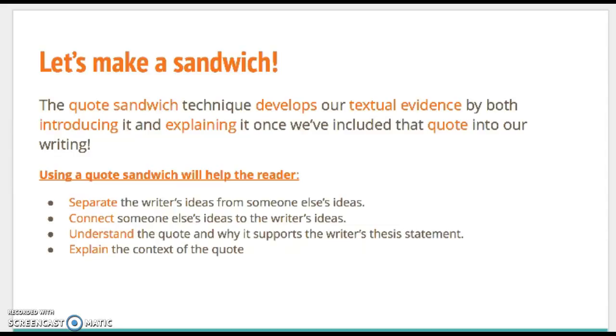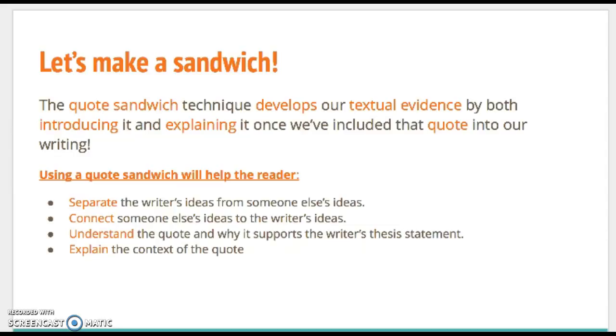into our writing. So this really benefits the reader, or whoever is reading your piece, because for the reader it separates the writer's ideas from someone else's ideas. So whoever you are quoting, or whatever textual evidence you are using, it'll separate your ideas from that author's ideas. It also connects someone else's ideas to the writer's ideas. So using this technique is just a good way to connect back to your claim.